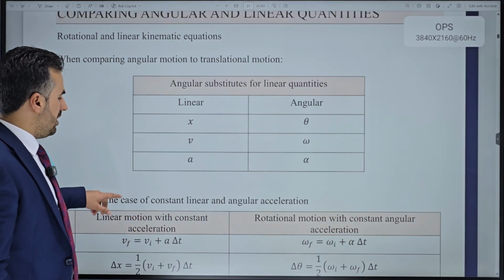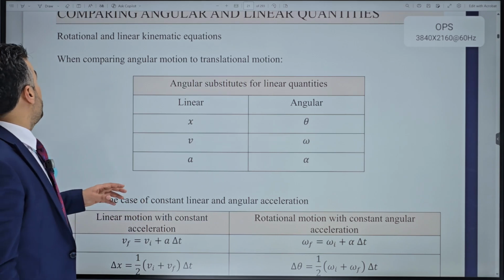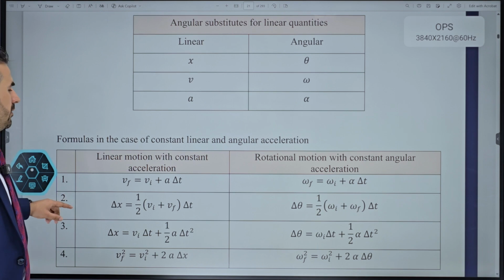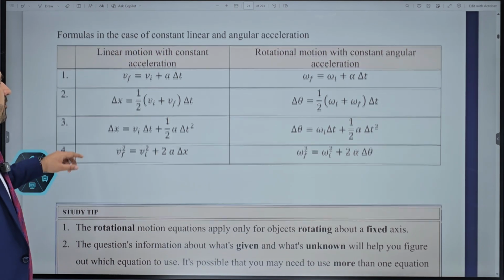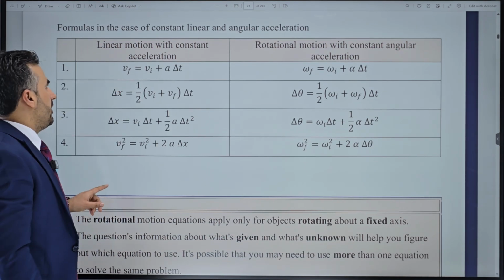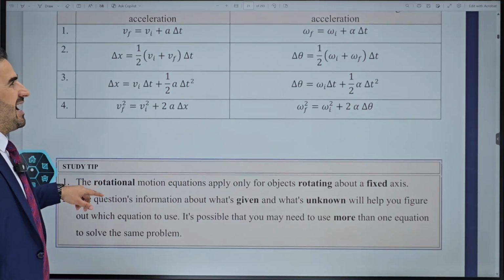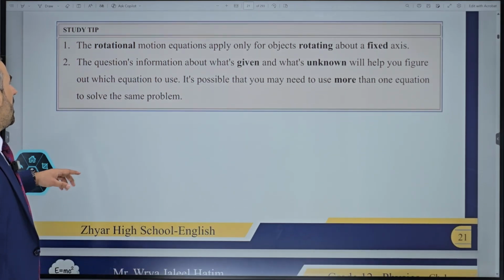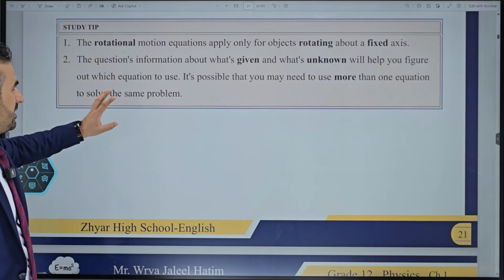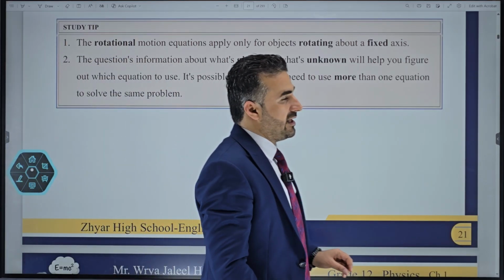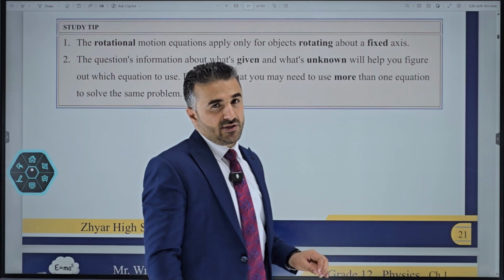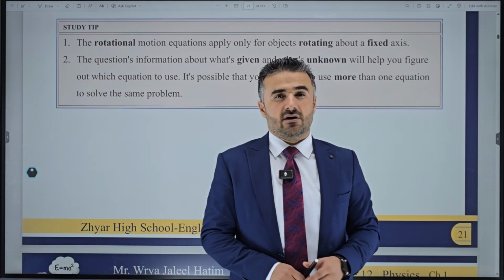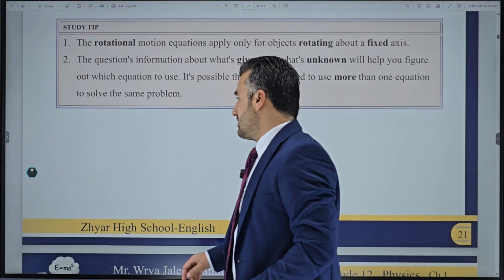All right, now let's start solving some questions perhaps. Okay, so remember, these are the linear and angular quantities, and these are the 4 equations, but remember, in linear motion, you can say with constant acceleration. The other side would be in rotational motion. Remember, rotational motion only applies for objects that are rotating about a fixed axis. Don't forget, and also, the acceleration must be constant. If the acceleration is not constant, then you cannot use these 4 equations.